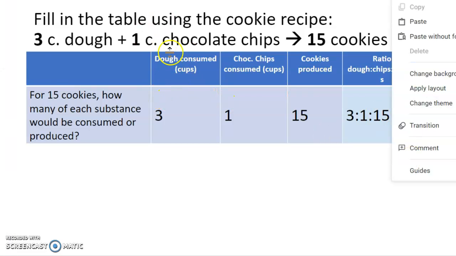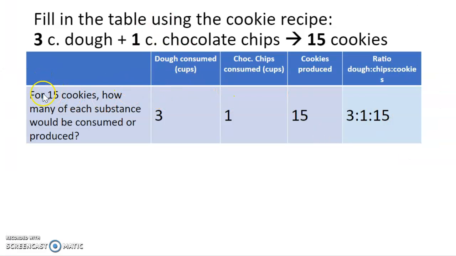So what that can be seen as is filling in the table here. So for 15 cookies, how many of each substance would be consumed or produced? We would consume 3 cups of dough, consume 1 cup of chocolate chips in order to produce 15 cookies. So that ratio is 3 cups of dough for every 1 cup of chocolate chips would make 15 cookies. If we only had 1.5 cups of dough, we'd only need a 1/2 cup of chocolate chips. That would change our recipe.